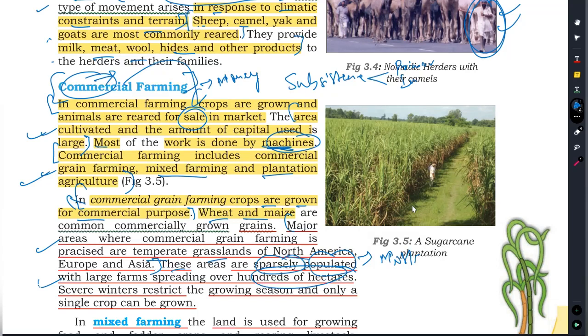Severe winters restrict the growing season. This is also another important characteristic. Only a single crop can be grown in these regions.